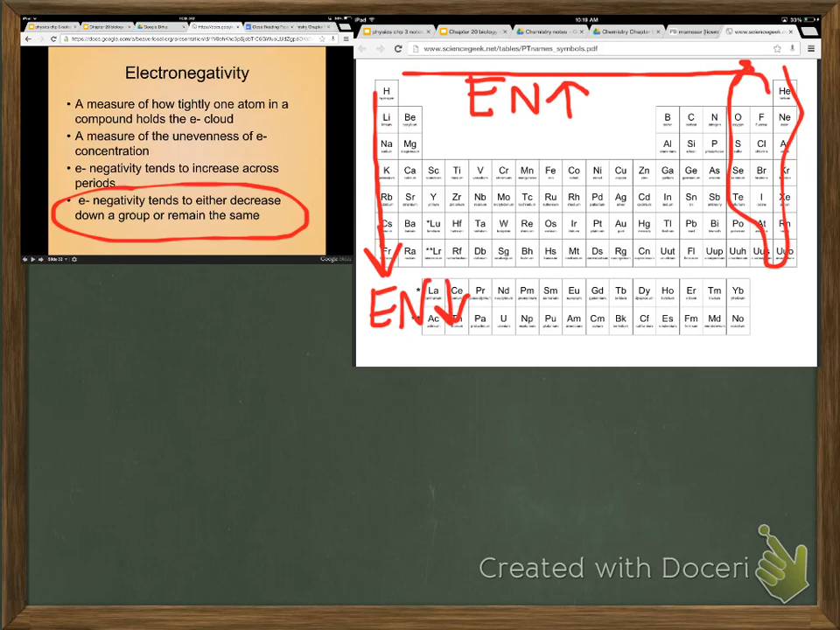So electronegativity increases as we go this way, and it decreases down a group if there's a trend. But what's the inverse relationship with radius?